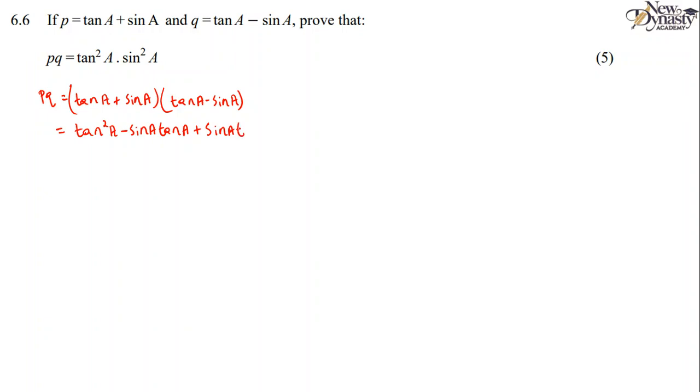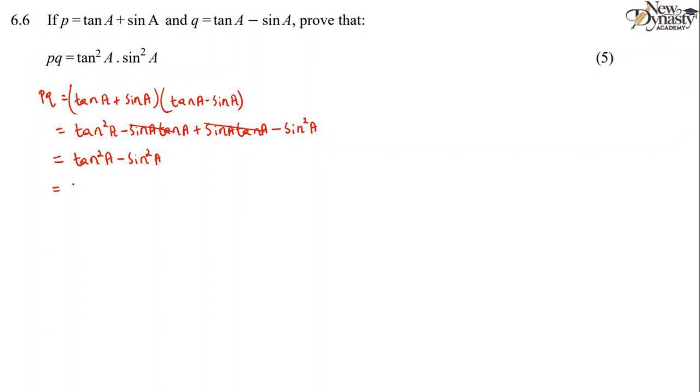Someone would say that step is not even necessary. You should have just cancelled them. Then the next one, you multiply the last one, so that is going to be sine squared A. So you can see that tan squared and sine squared are the ones that are going to remain, whereas the middle terms are going to cancel out. So I'm going to be left with tan squared A minus sine squared A.